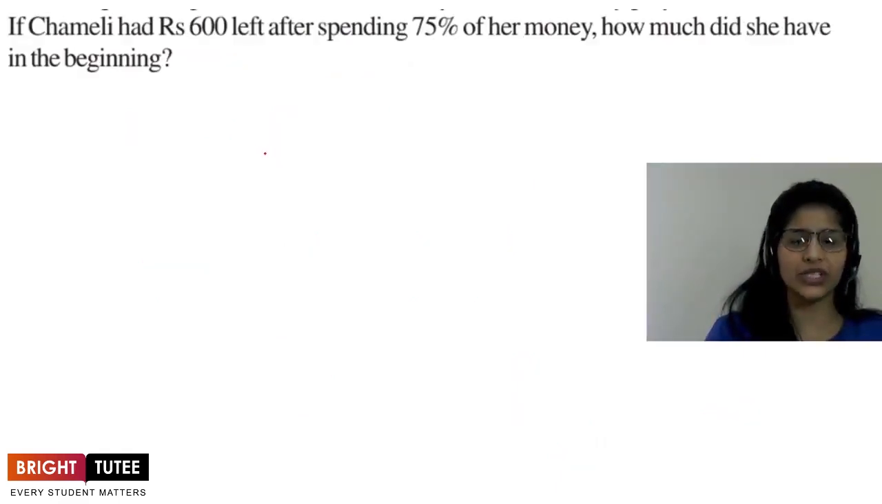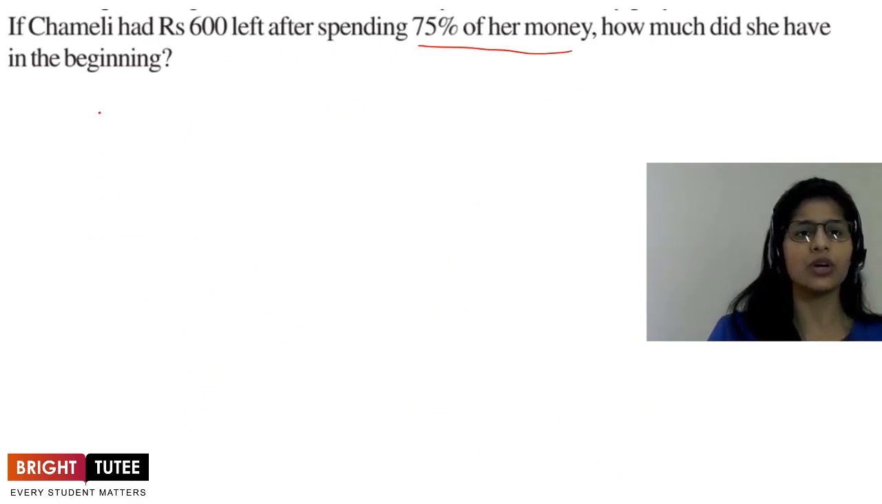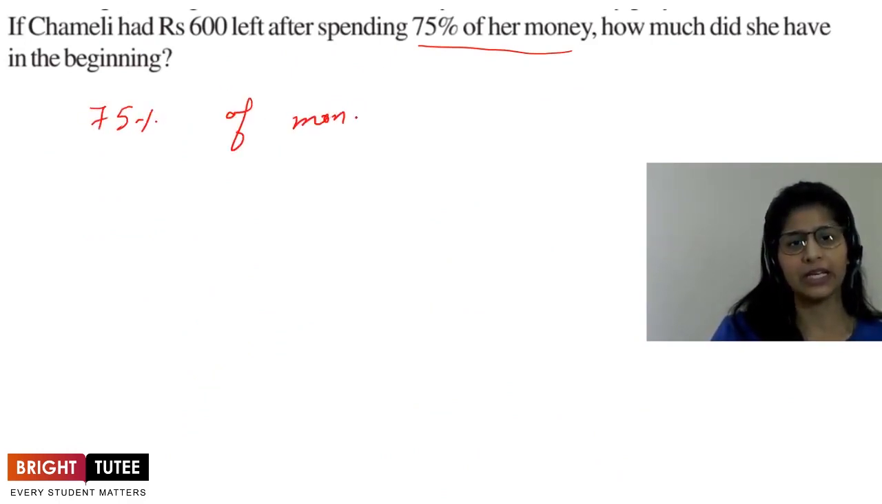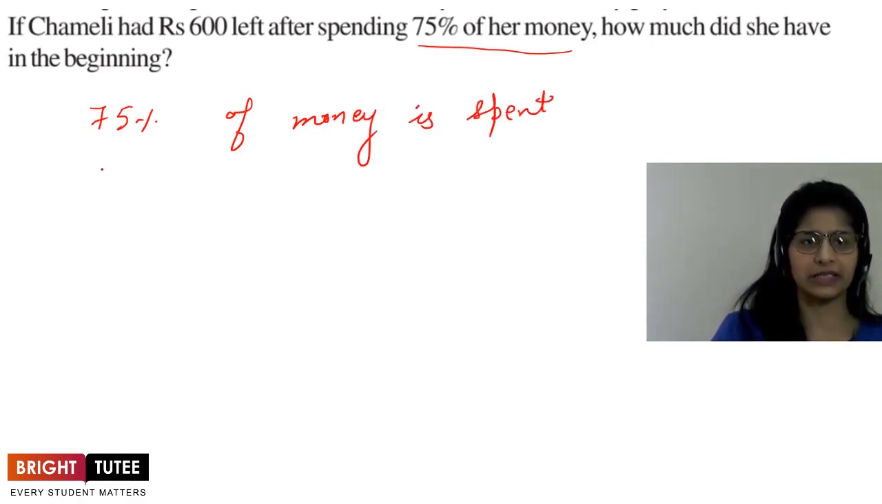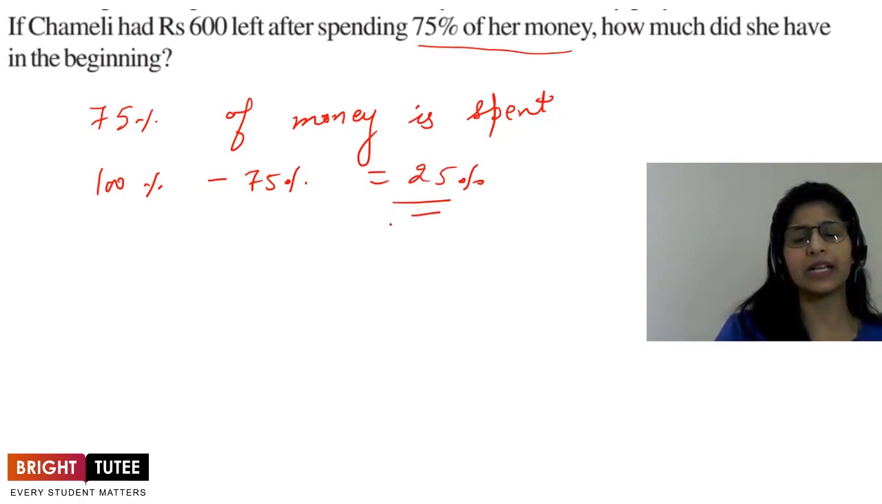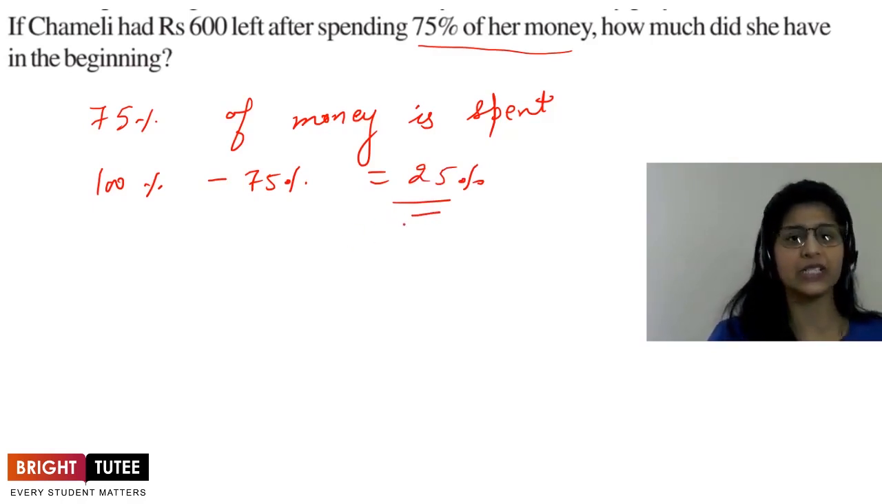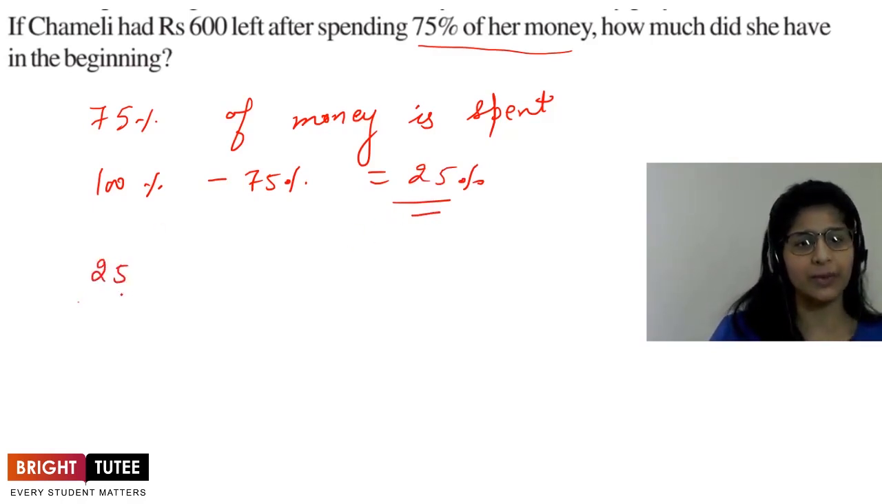Here is another question. It is saying if Chameli had rupees 600 left after spending 75% of her money, right? So if 75% of the money is spent, that means out of 100%, if we subtract this 75%, we are left with 25%. This is the money that she has not spent. It is with her.